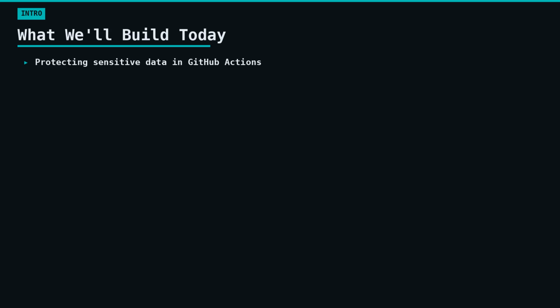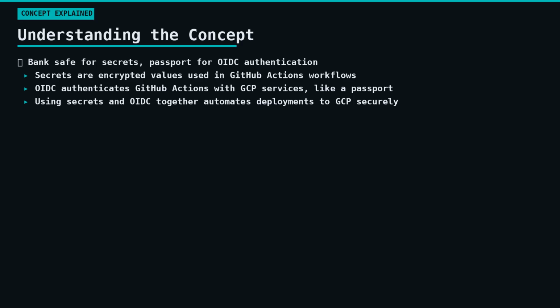By the end of this tutorial, you'll have a clear understanding of how to manage secrets and authenticate with GCP services. Let's start with the concept of secrets in GitHub Actions. Think of secrets like a safe in a bank, where you store your valuable items. In GitHub Actions, secrets are encrypted values that you can use in your workflows, like API keys or credentials.